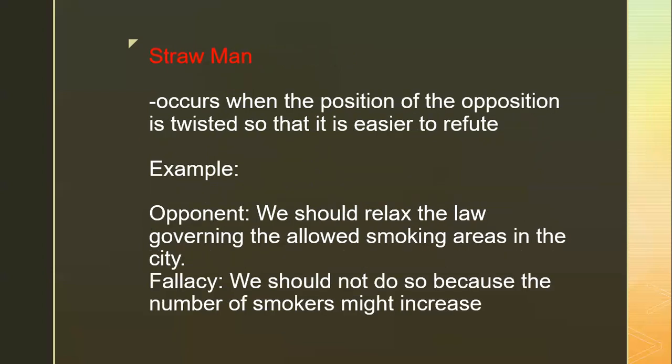Next is straw man. It occurs when the position of the opposition is twisted so that it is easier to refute. Okay, example, we should relax the law governing allowed smoking areas in the city. Fallacy, we should not do so because the number of smokers might increase. So in straw man, you're going to reduce the gravity of one argument so that it's easier for you to reject it or invalidate it.